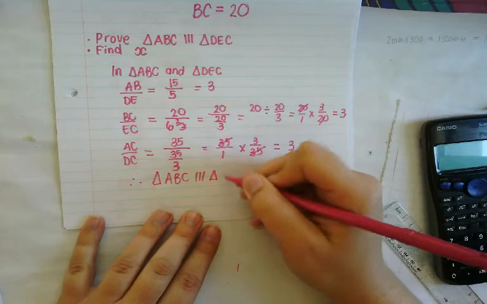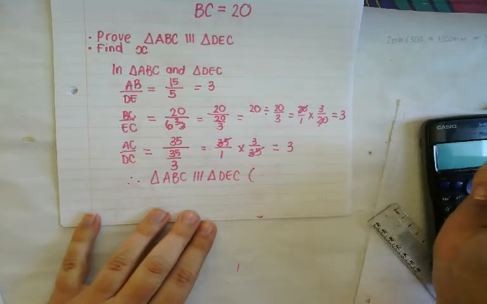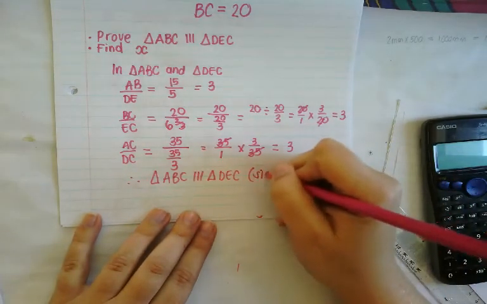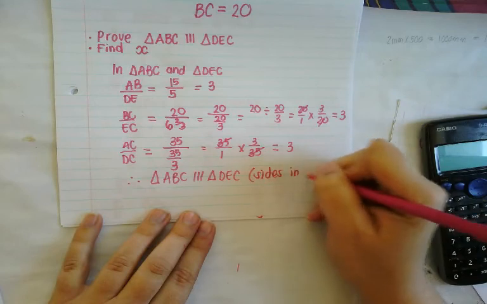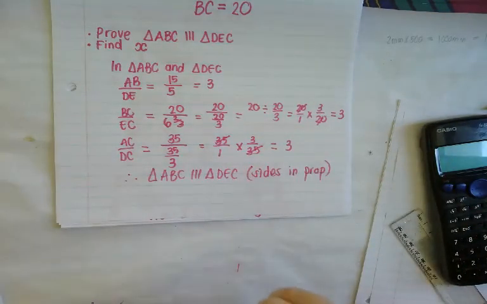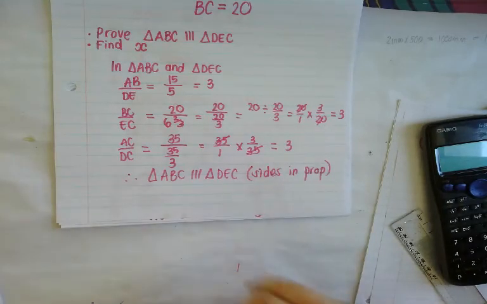What is my reason this time? What allows me to say they're similar? What did I prove? Sides in proportion. Now that they are in proportion, we know that the angles have to be equal. So what is the value of x?